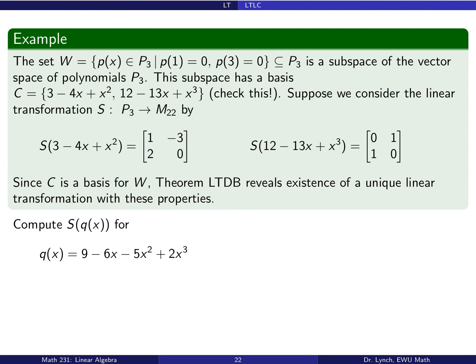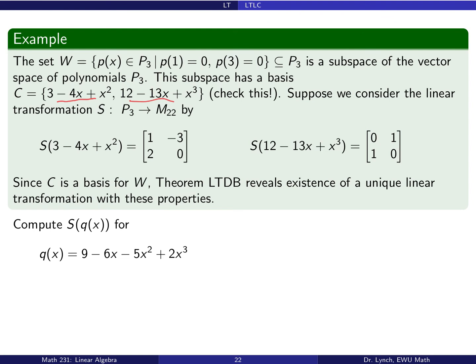This works in other vector spaces too. In other vector spaces, we'll go ahead and have a look at a subspace of polynomials of the vector space P3 such that p(1) is 0 and p(3) is 0. So here's a basis. You should check that this set given here is a basis for that subspace. And let's suppose that we know the action of a transformation S that goes from P3 to M22 on each of those elements of the basis.